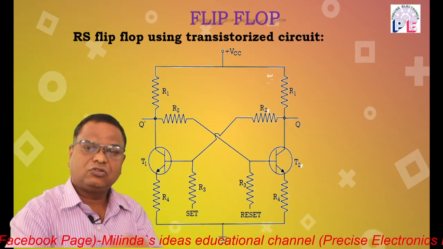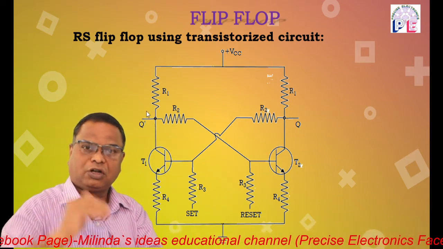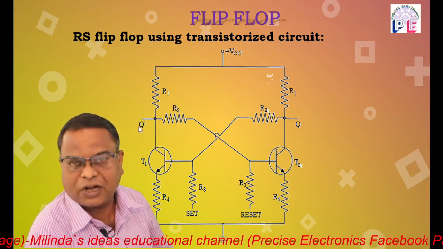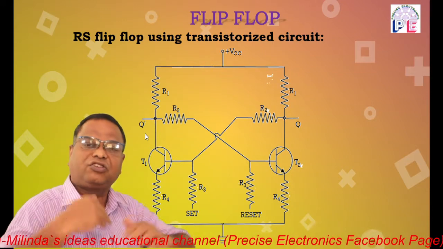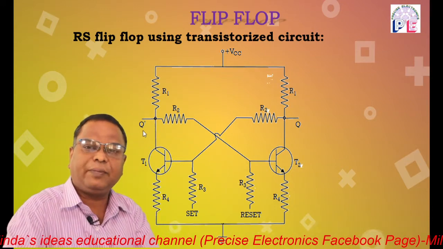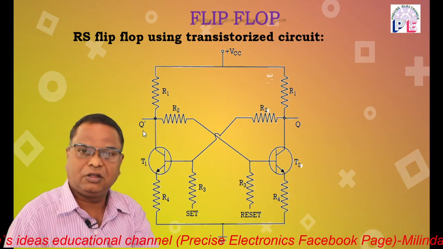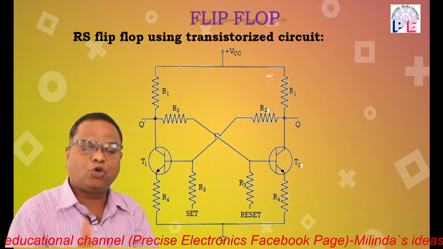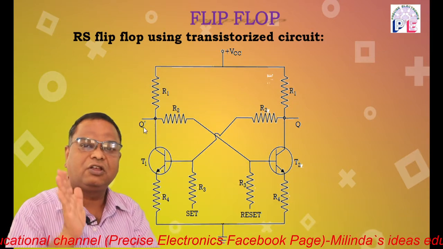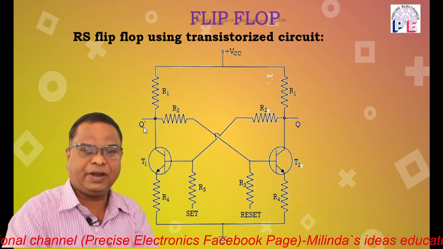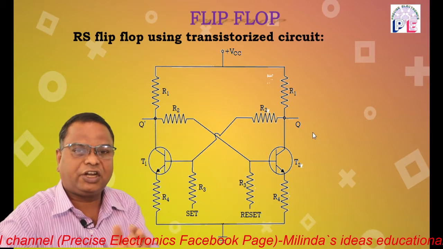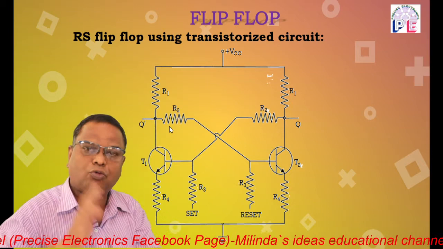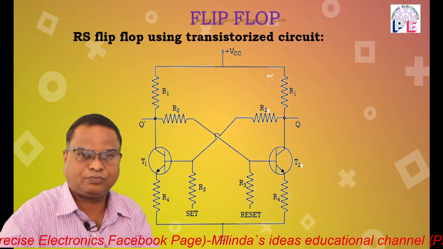In this case, the output terminals are connected to the collector circuits of the transistors. So the output of transistor T1, that means the collector of transistor T1, is considered as Y complement, or Q complement. In some cases Y is used, in some cases Q is used. So the output of the first transistor T1 is Y complement, or Q complement, while the output of the second transistor T2 is Y, or Q. That is considered as set, and the output of the first transistor is considered as reset.